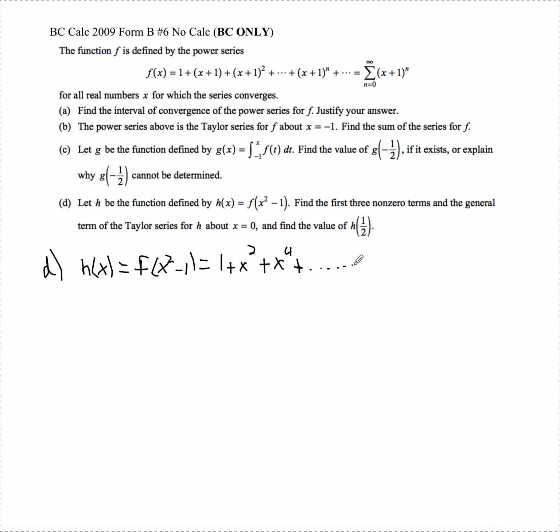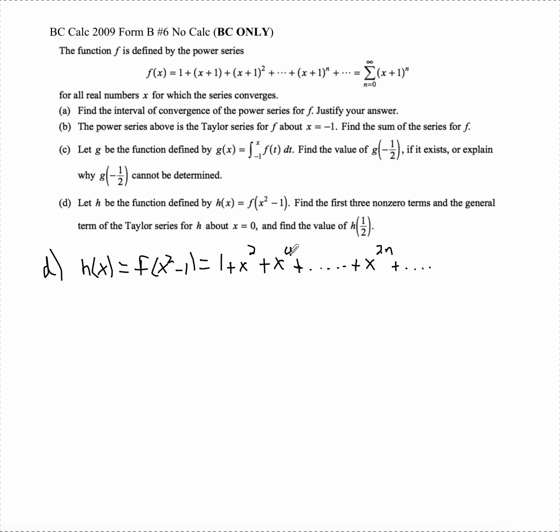So I go to my general term, that'd be plus. Again, h is f of this stuff, so I'm going to plug this stuff into f. So x squared minus 1 plus 1, the 1's cancel out, so I end up with x squared to the n. So that's x to the 2n plus dot, dot, dot. There is my h of x function. I have the first 3 non-zero terms and the general term. So I've actually gotten 2 points already. First 3 terms and the general term.